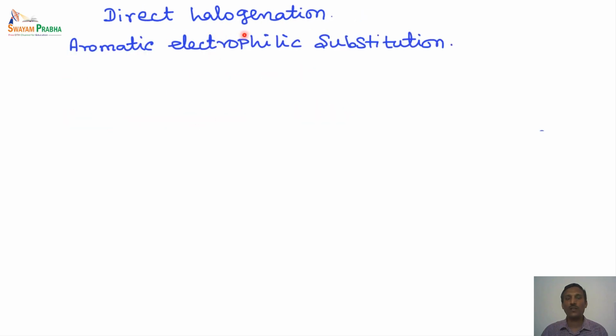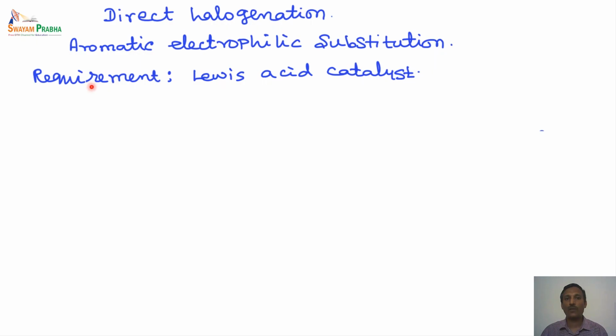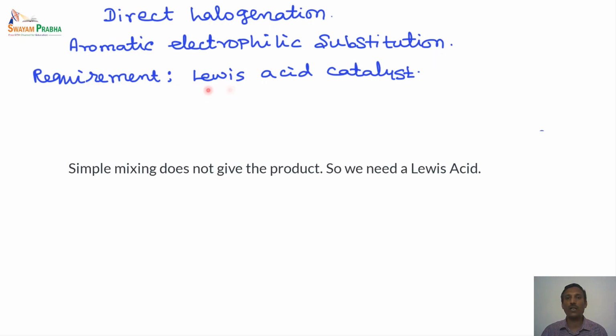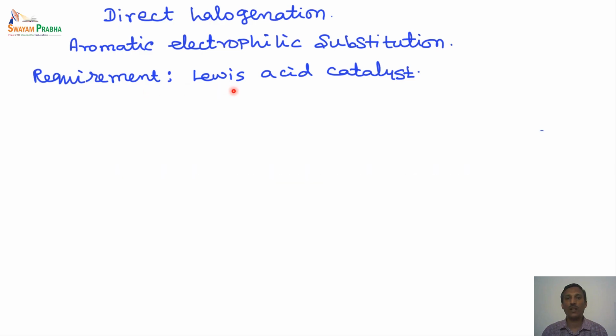The direct halogenation is basically an aromatic electrophilic substitution reaction. In this reaction, for the reaction to be carried out, we need a Lewis acid catalyst. By simply mixing the aromatic and the halogen together, we do not get the product. We need a Lewis acid to catalyze this particular reaction.